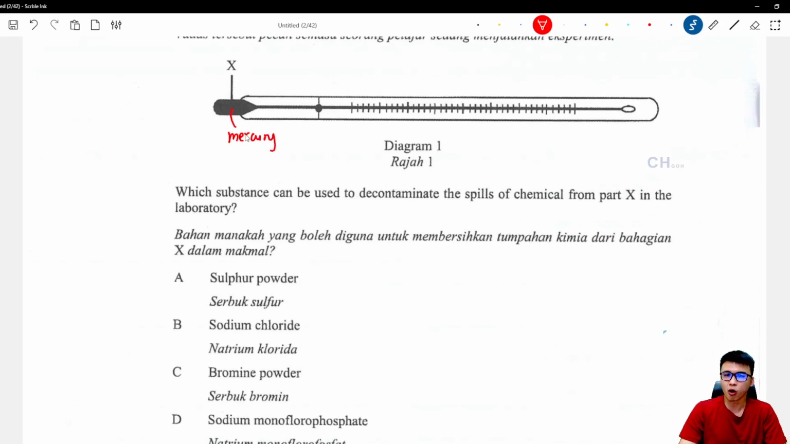As you all already know, mercury is a poisonous substance. It is poison. We cannot inhale the mercury. If you accidentally spill the chemicals from part X, you are going to decontaminate the mercury. How are you going to do that? You are going to put some sulfur on the mercury. So the answer here should be A.